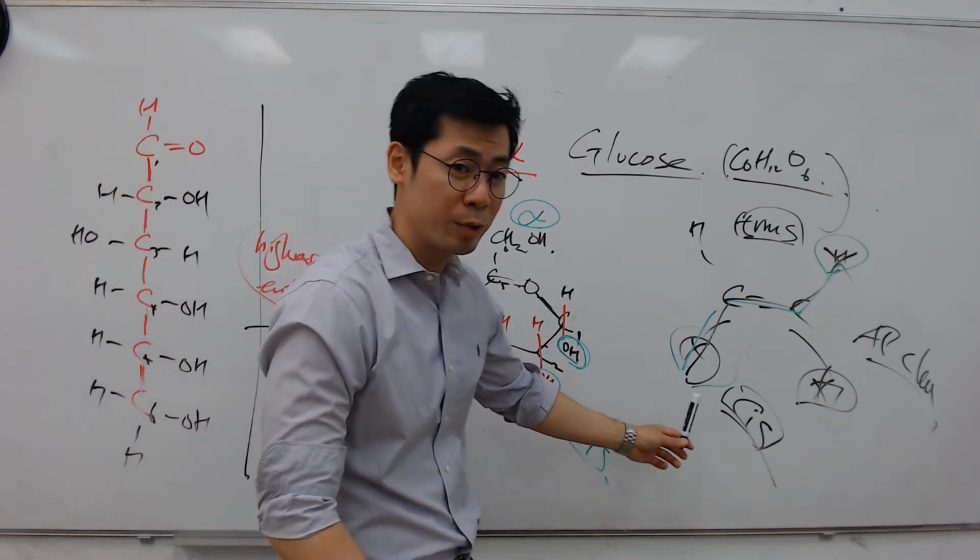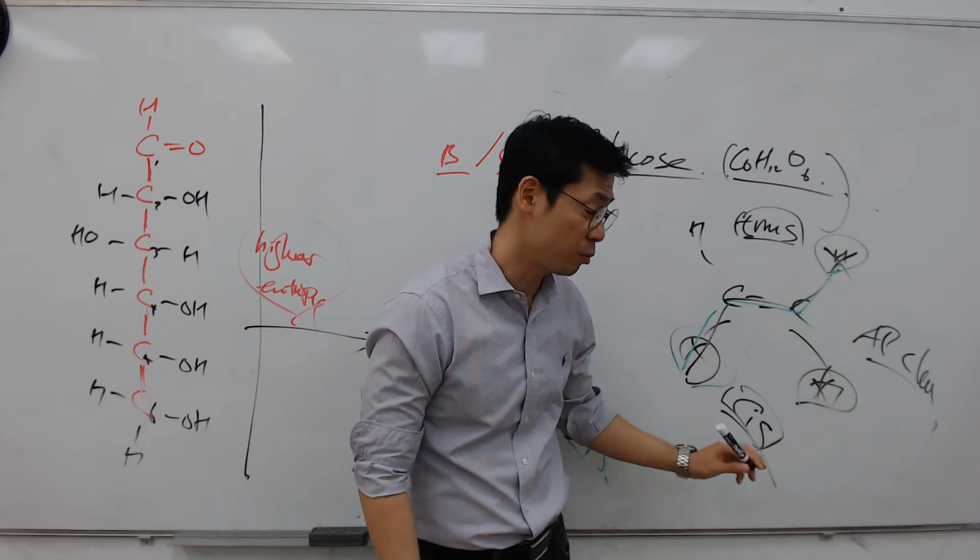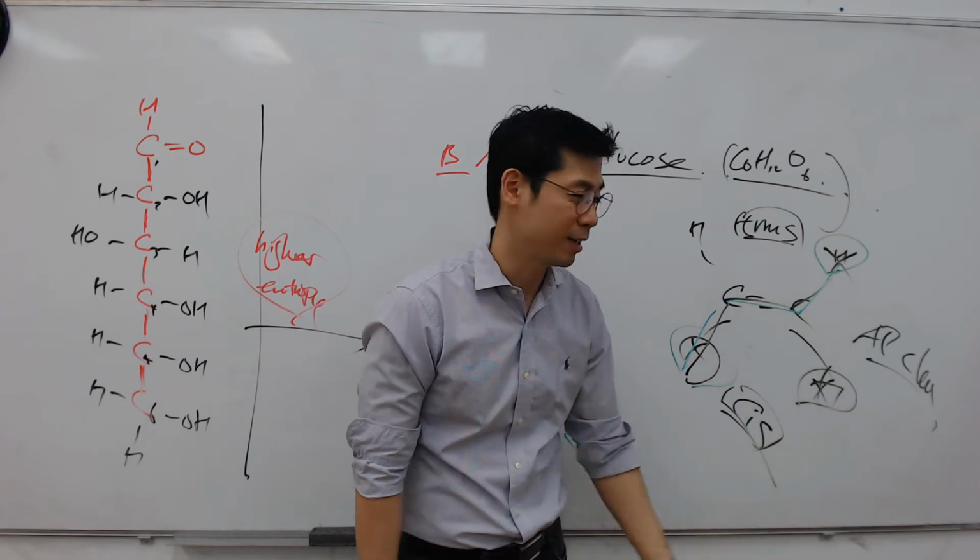What do we call this guy? What do we call this, guys? Cis and trans is something we call geometric isomers. Yes.